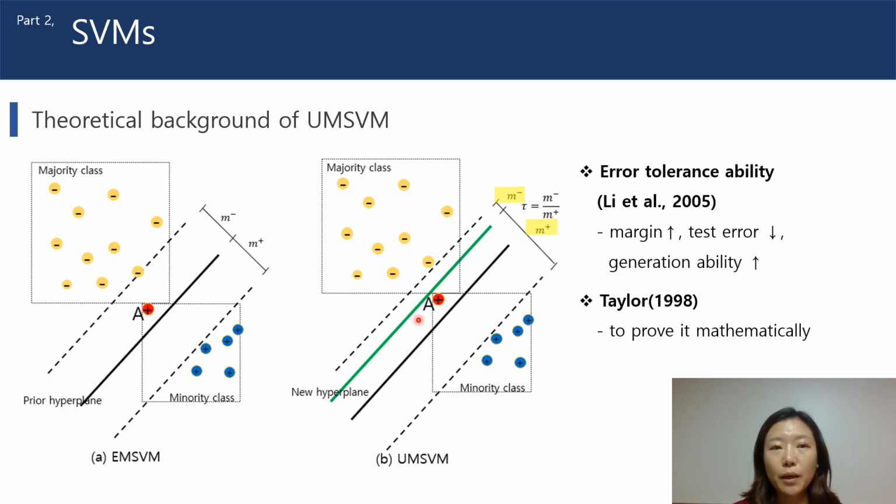The larger the margin, the higher the accuracy. This is the error tolerance ability. It means that the margin increases the generalization ability of SVM. In UMSVM, the margin of the minority class is larger than the margin of the majority class, so the sensitivity of the minority class can be improved.